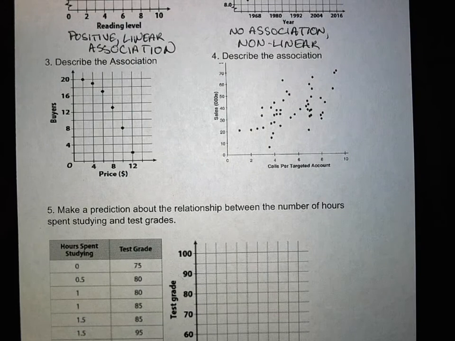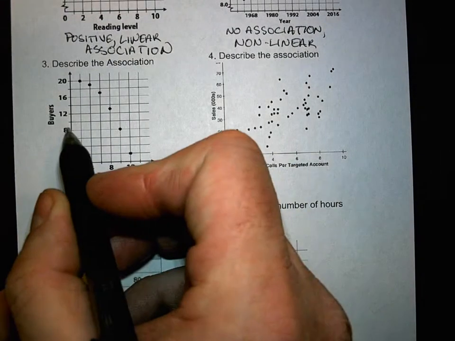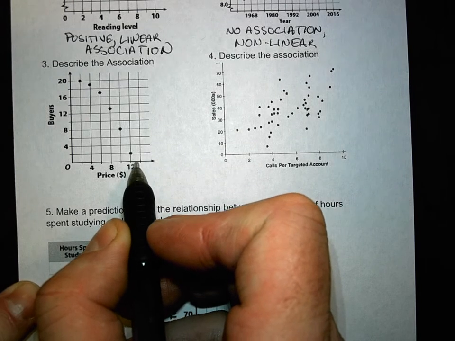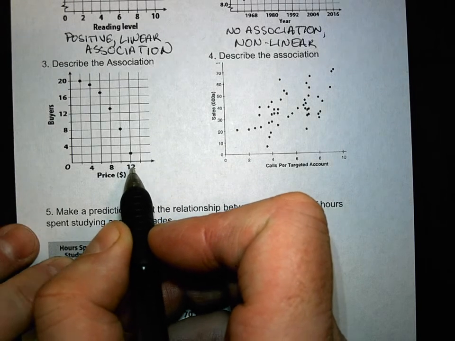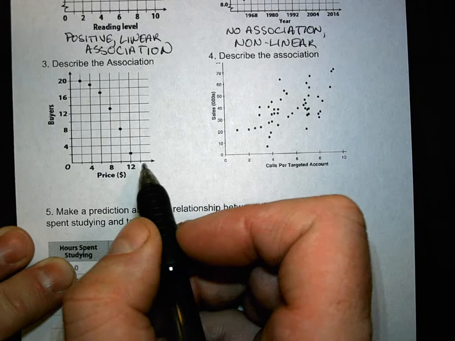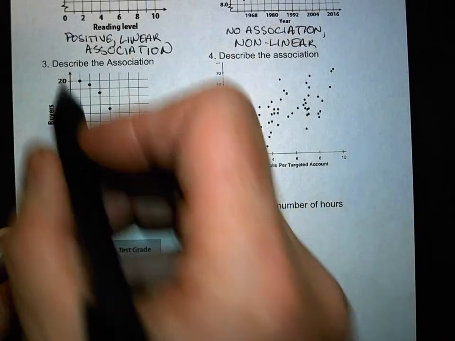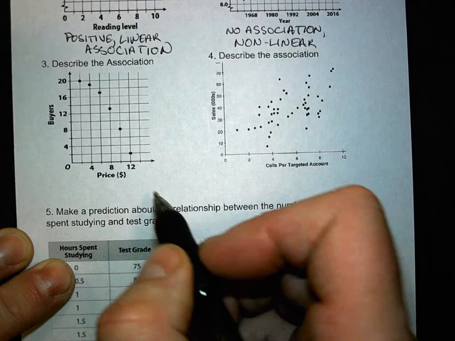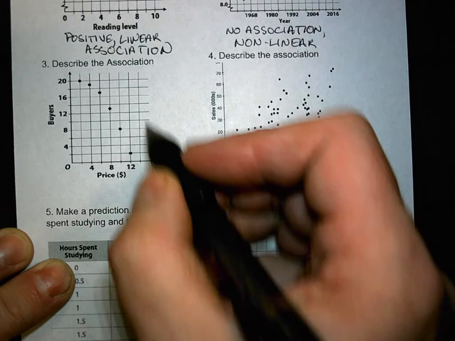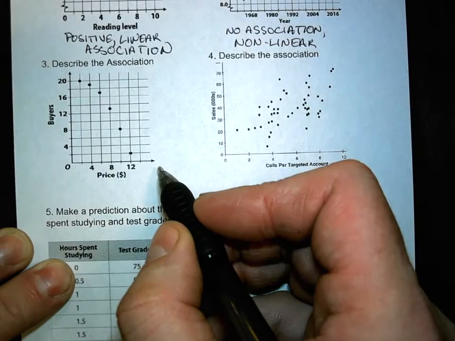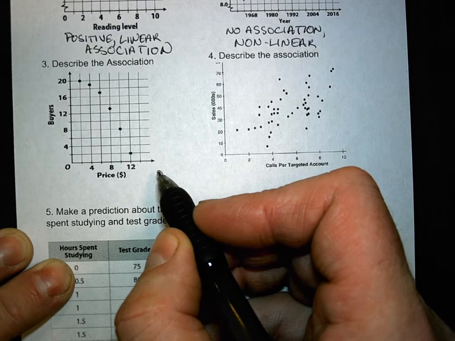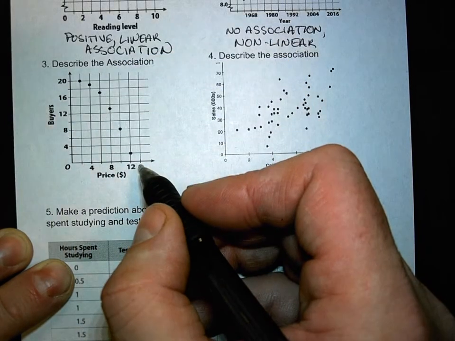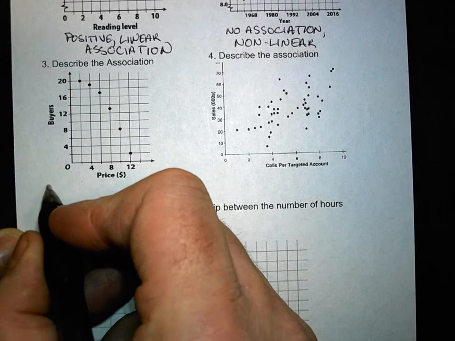So let's look at this one. This one is the price versus the buyers. The higher the price, the fewer the buyers. Why is that? Because it's more expensive. So, do we have any outliers? No, we don't. Is it a linear type association? It kind of goes this way, doesn't it? It doesn't have to be a perfect line, so it's linear. But is it always going down? So it is a negative.